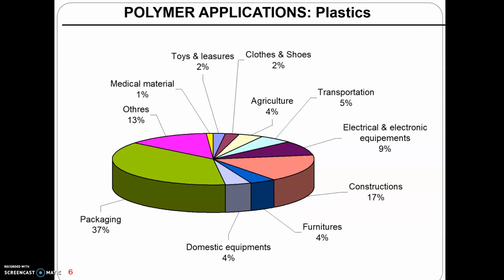So if you look at constructions, you will find the water pipes, the hot water pipes, different from the cold water pipes. The electrical pipes also are different. All of these are polymers, but different kinds of polymers. We find also 9% for electrical and electronic equipment, etc.